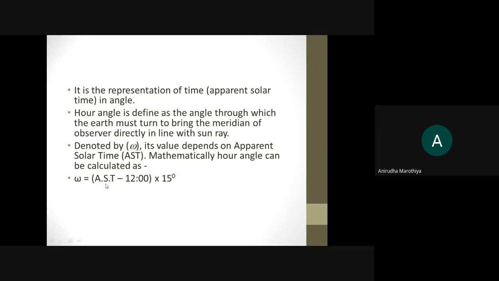If you apply this formula in our previous case, you can see how the value of omega varies with respect to the position of sun with respect to the earth. If you calculate the value of omega during morning 6 a.m., we put the value of apparent solar time as 6. So 6 minus 12 is minus 6 multiplied by 15, so it is around minus 90 degree.